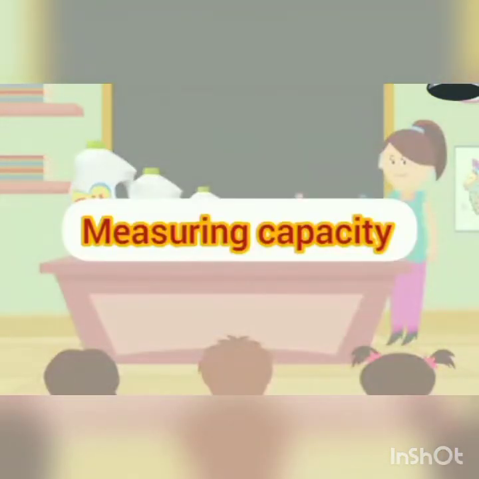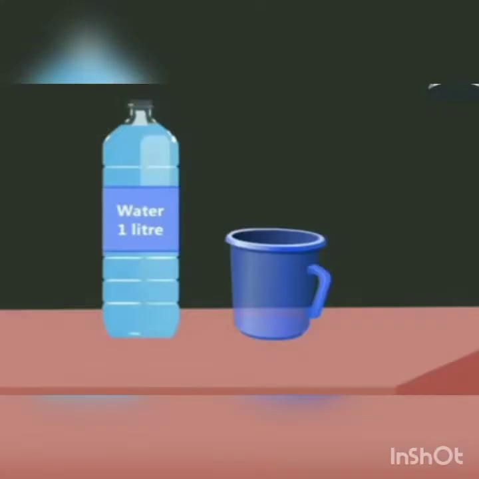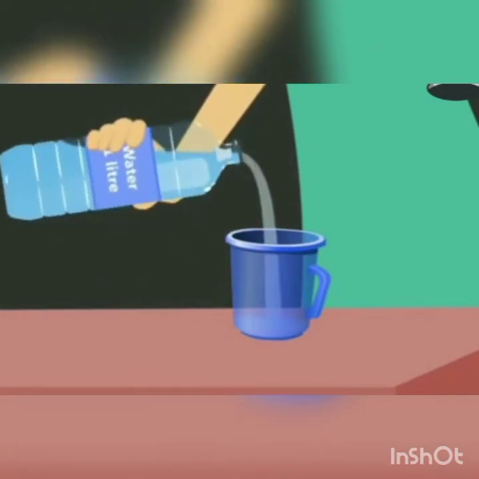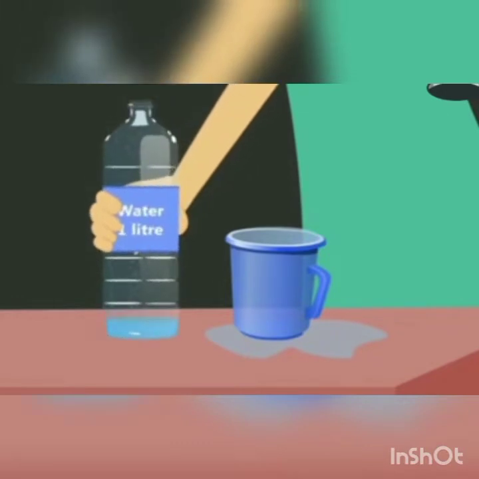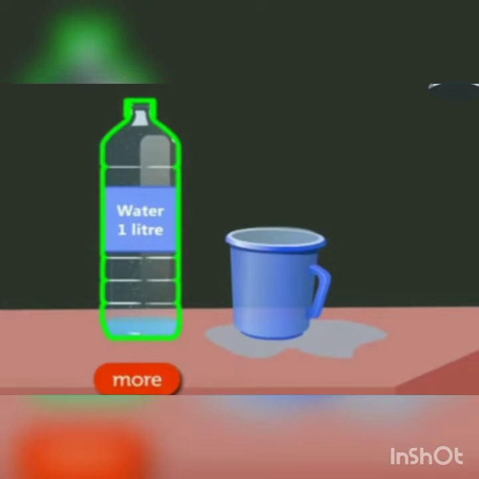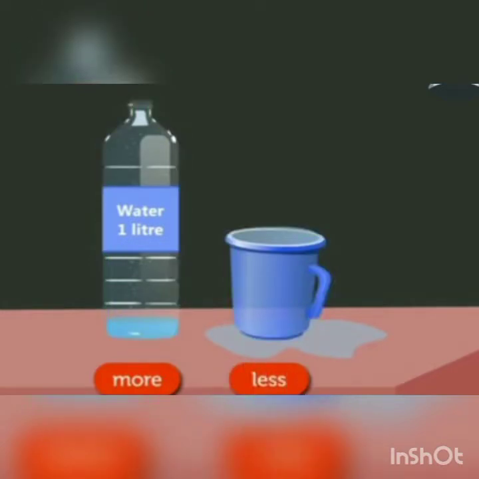Now, let's learn about measuring capacity. Children, look, there is a bottle filled with water and an empty cup. Let's pour this water in the cup. Look, children, the water started overflowing and fell out of the cup. Hence, we can say that the capacity of the bottle is more than the cup. That is, the bottle can hold more water than the cup.